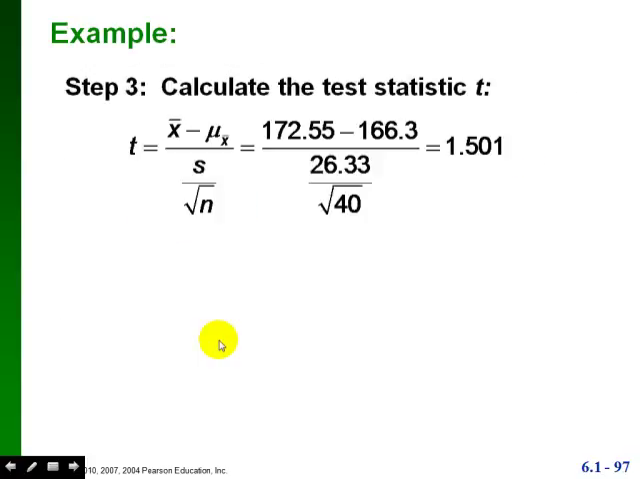Now we want to calculate our test statistic. Here's our formula. So we're using our sample mean of 172.55. This number, remember, is from our null hypothesis. This is our sample standard deviation. And this one is our sample size. And if we calculate that out, that gives us a test statistic of 1.501.